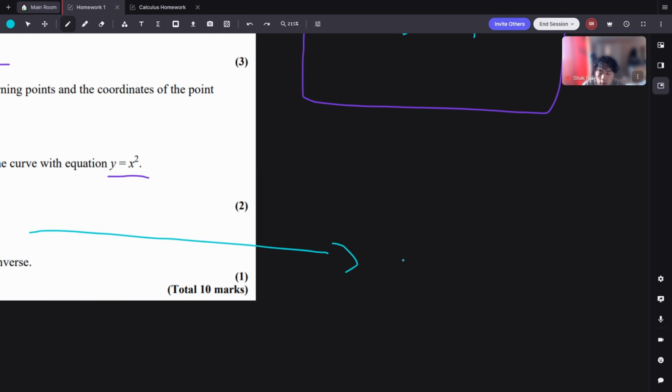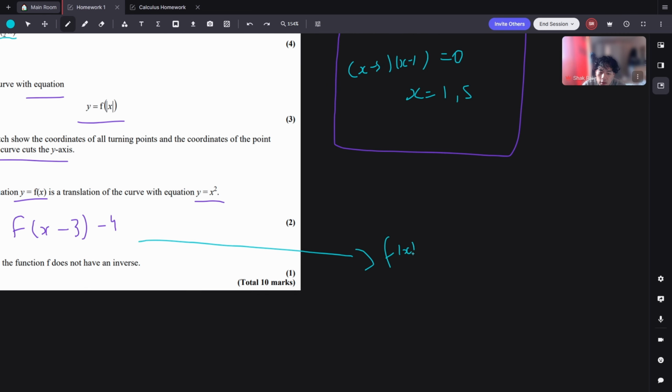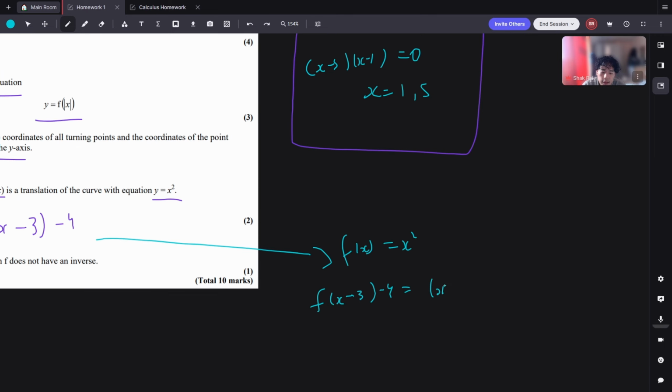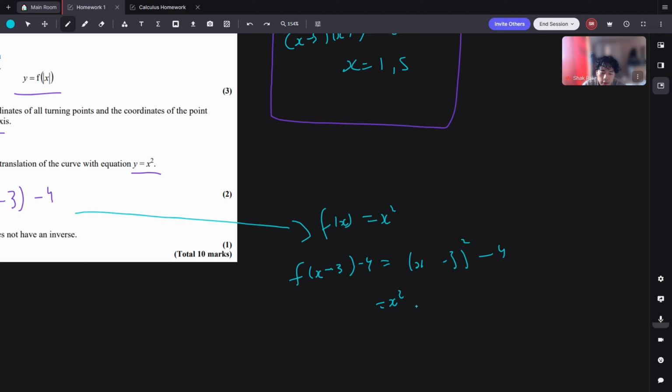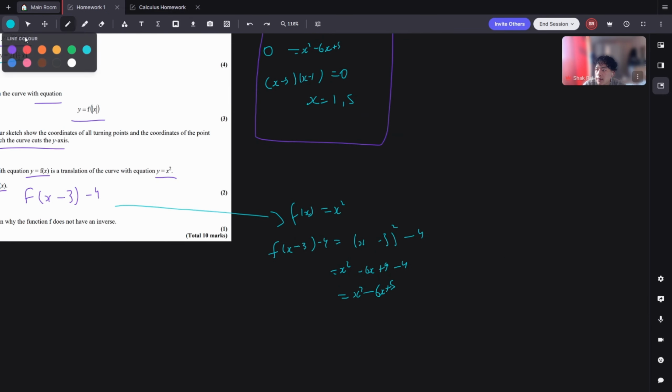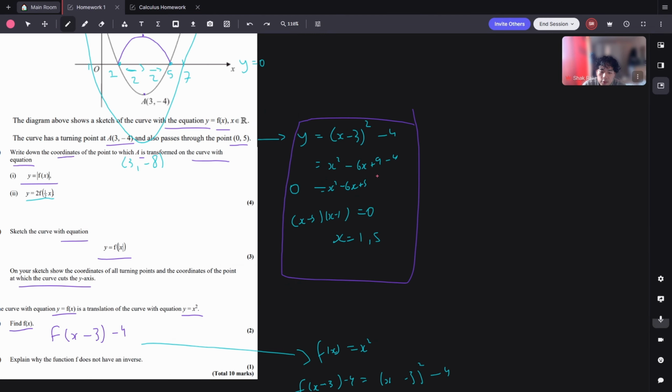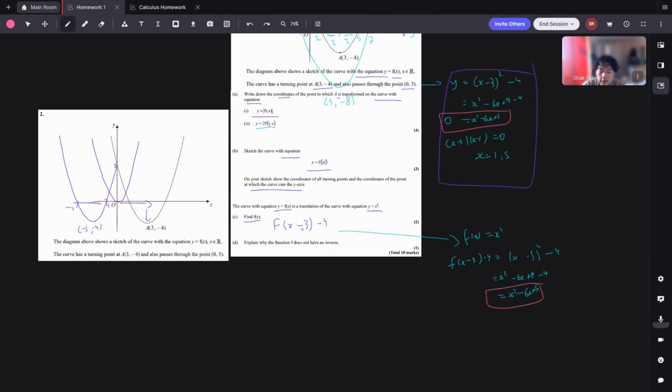So we have if f of x equals x squared, then f of x minus 3, minus 4 is going to equal, sorry, not x squared, so (x minus 3) squared minus 4, which would be x squared minus 6x plus 9 minus 4, which equals x squared minus 6x plus 5. And just to check, this equation here is what we got, and this equation is what we had from here as well. So this matches up and everything's correct.